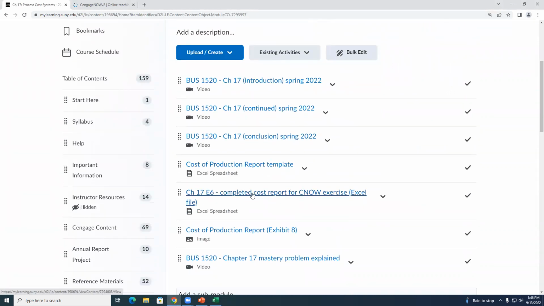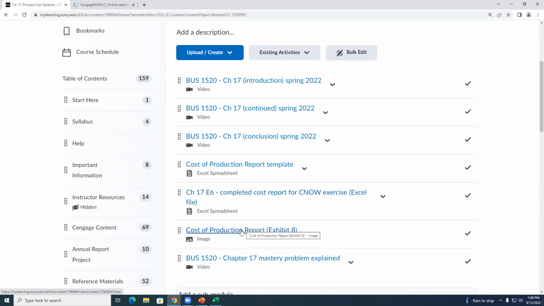Exercise 6. There's a completed cost report that I had already done using that spreadsheet that I just showed you. So you may want to take a look at this, in particular if you're watching on video and not doing it live during our face-to-face class.